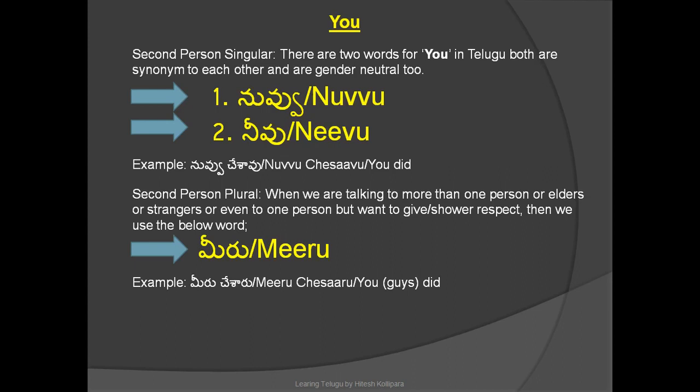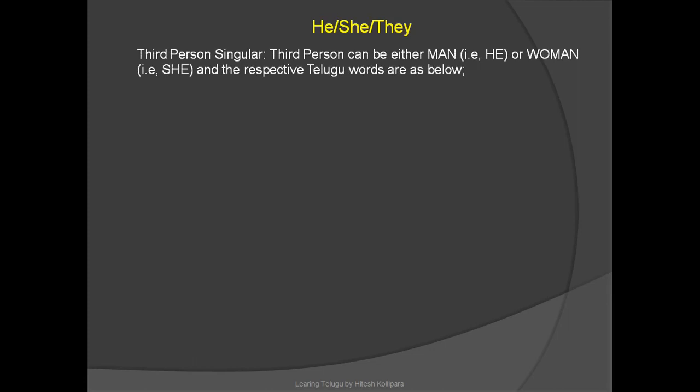Further, let's move further. Now let us see the Telugu translated words for third person singular. And third person could be either he or she, right? That means it could be women or men, and there are respective Telugu words present for he and for she. Let us now first see about he.